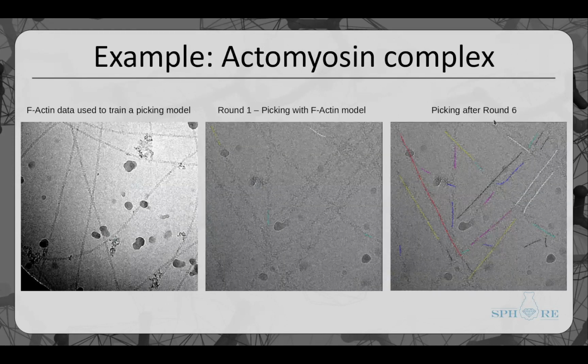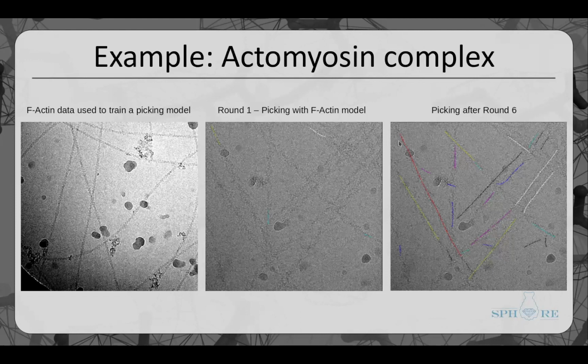This also works for filaments. The difference here is that for filaments, we don't have a general model available. So what we did was we used a model that was trained to pick F-actin data, and we used that as initial starting point for this actin-myosin complex. And you already saw in the images that the actin-myosin complex looks quite different from the F-actin data, and also the result of the picking is poor. Some filaments are picked, but most of them are skipped.